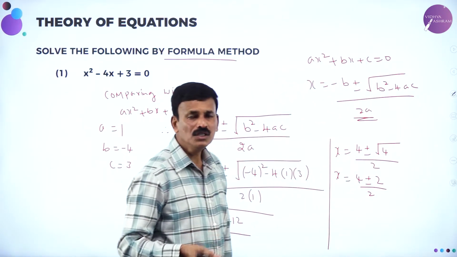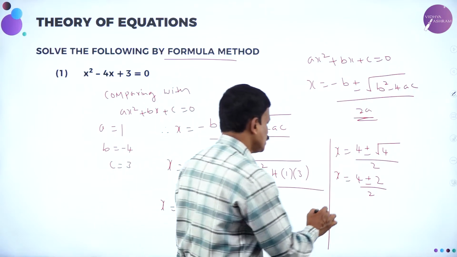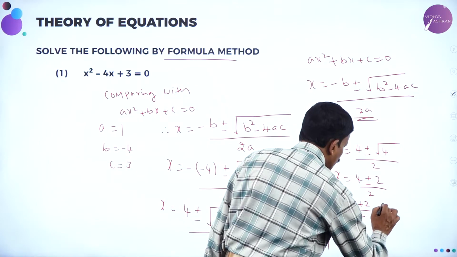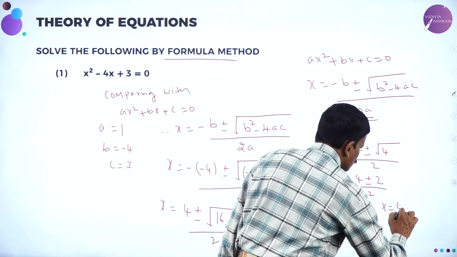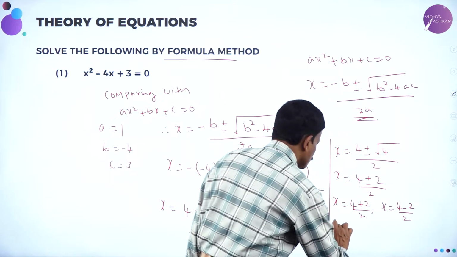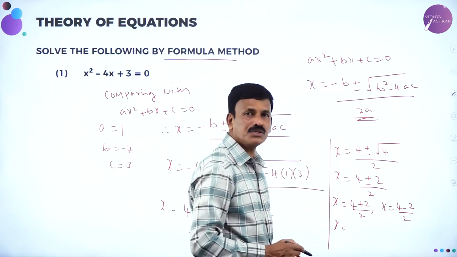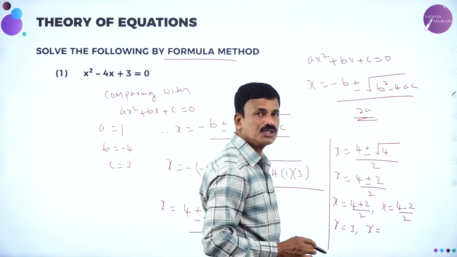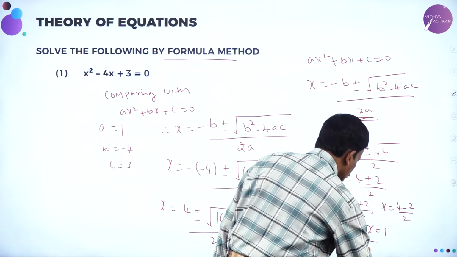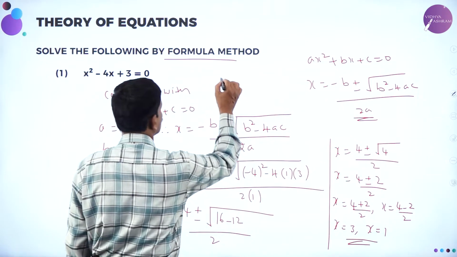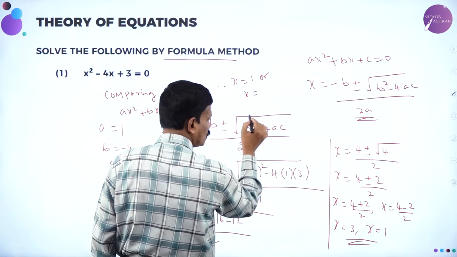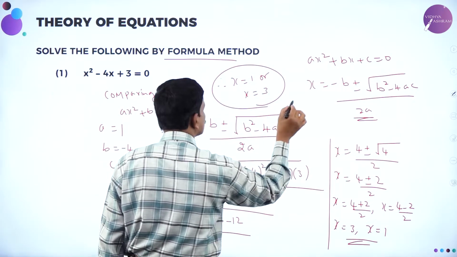Now, you can take plus and minus separately. Therefore, x is equal to 4 plus 2 by 2, or x is also equal to 4 minus 2 by 2. So, x is equal to 4 plus 2 is 6 by 2 is 3, and x is equal to 4 minus 2 is 2 by 2 is 1. So, therefore, the roots of this equation are x is equal to 1 or x is equal to 3. That's it. These are the roots.